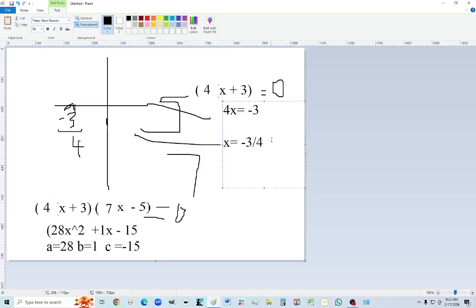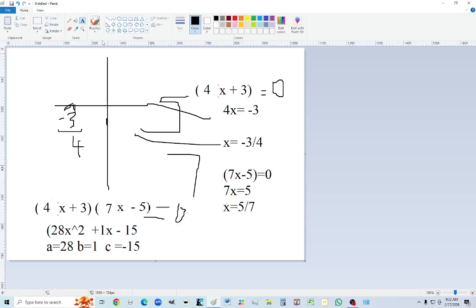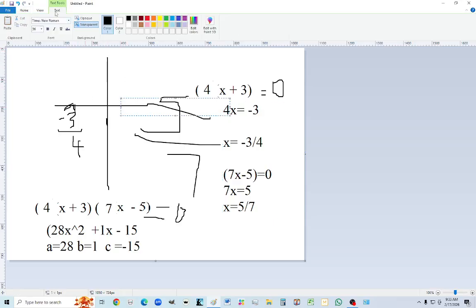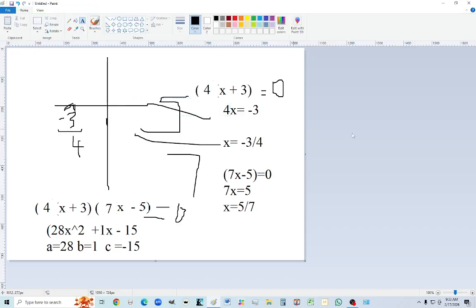Same with the other one, which is 7x minus 5 is equal to 0. First thing I do is add 5 to both sides. Then I divide by 7. X becomes 5/7. Look at that. That's the x-intercept. That is why this slip and slide method works. And I didn't want to teach you that because I was worried that it might not be understandable, but it's easier than the method I showed you. Okay?